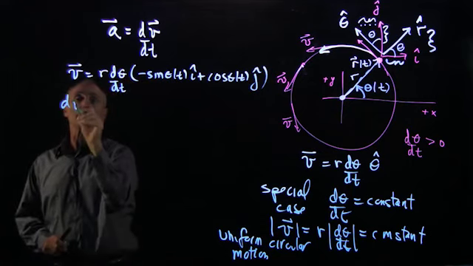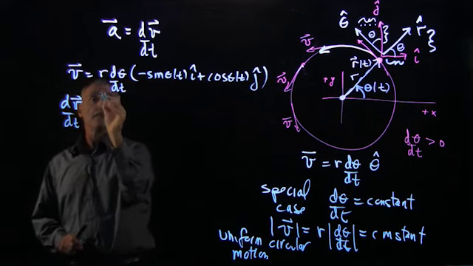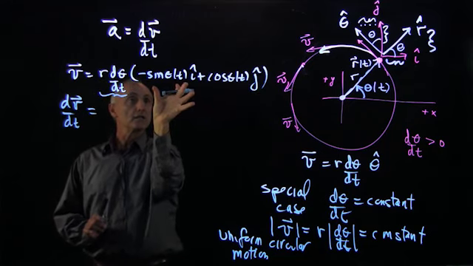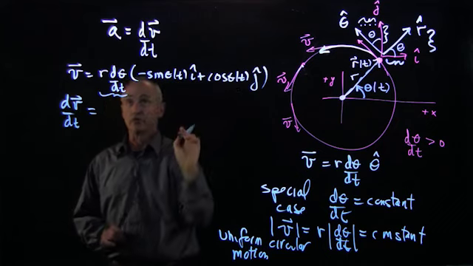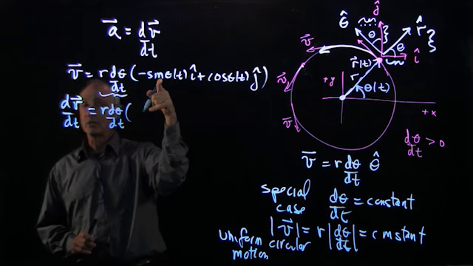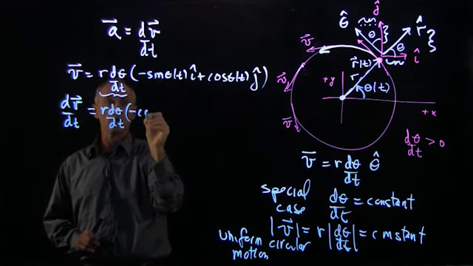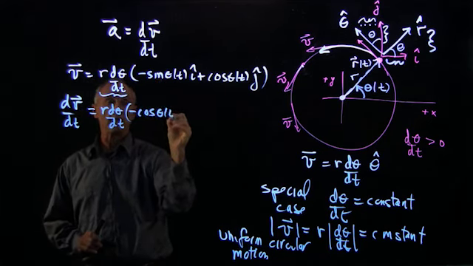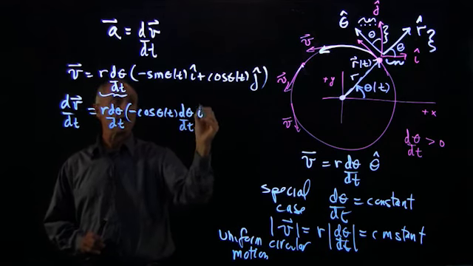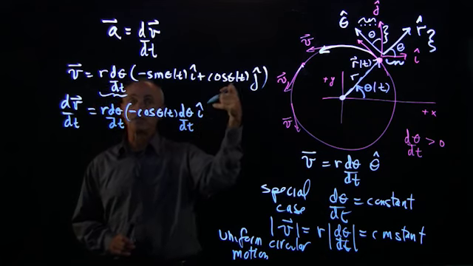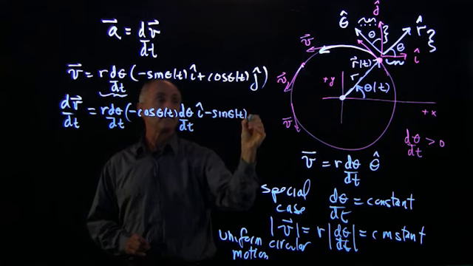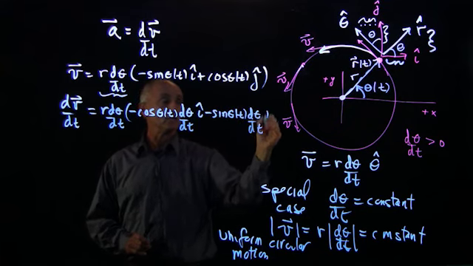So when I differentiate the velocity in time, this piece is constant. So I'm only again applying the chain rule to these two functions. So I have r dθ/dt, and I differentiate sine. I get cosine with the minus sign. So I have minus cosine θ, I'll keep the function of t just so that you can see that, dθ/dt i hat. Over here, the derivative of cosine is minus sine dθ/dt. That's the chain rule. Sine θ(t), dθ/dt, j hat.